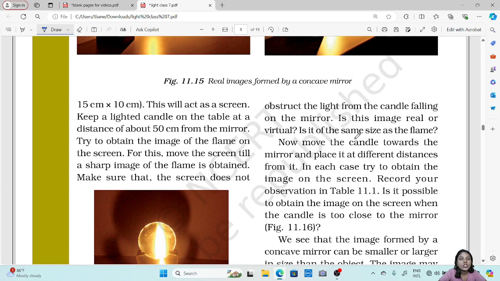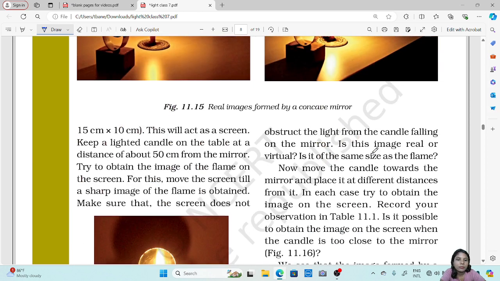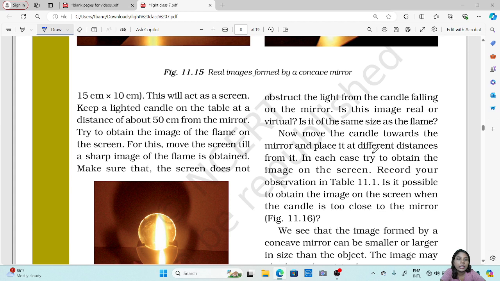Now, is the image real or virtual? Is it of the same size as the flame? So, if we get the image, then it is real. If we don't get it, then it is virtual. Is the size of the flame the same?